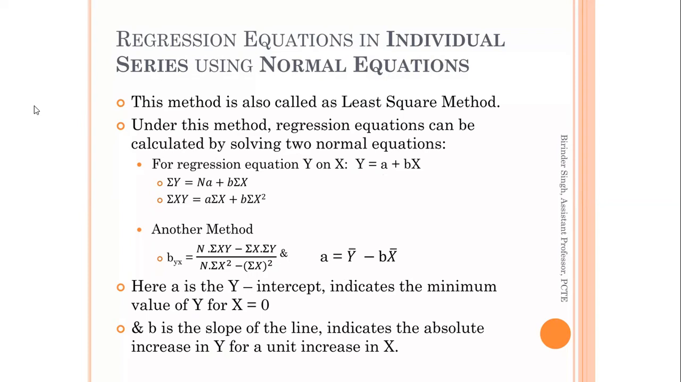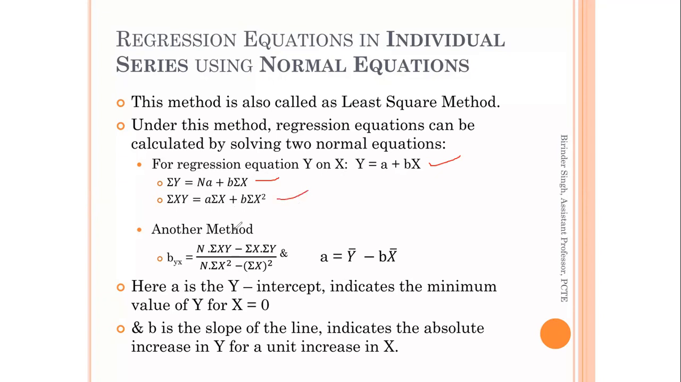Suppose you have a regression equation of y on x, then the general form of the regression equation will be y is equal to a plus bx. Then we have to substitute these values: sigma y is equal to na plus b sigma x, where n is the count of the values. And similarly, sigma xy is equal to a sigma x plus b sigma x square.